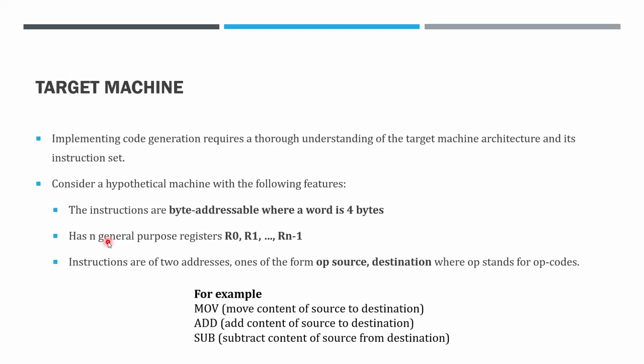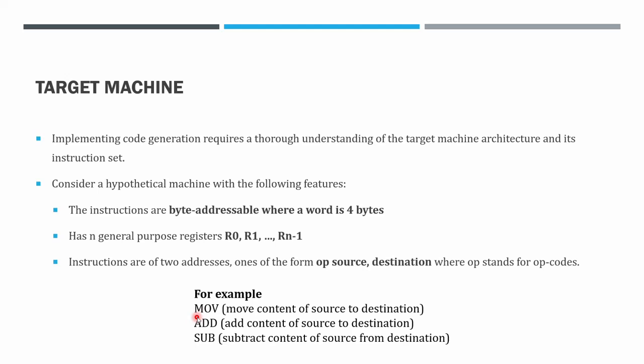All these things will be having general purpose registers like R0, R1 up to Rn-1. We have certain set of registers will be there. So here we will be writing the instructions. So instructions are nothing but instructions are two addresses, of the form: the operator will be there. What is the operation that we need to do? Then source comma destination, where here the OP stands for the opcode, right?